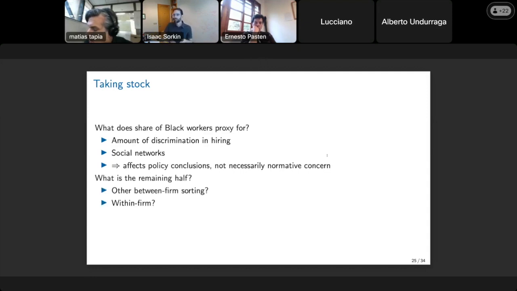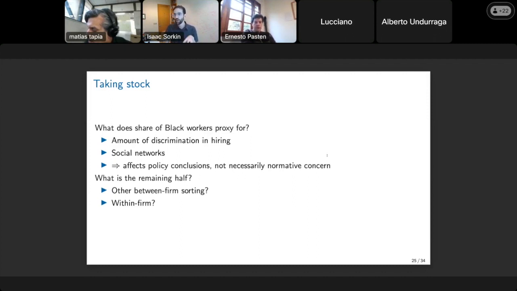So what I think I've maybe shown you is that half of the gap can be explained by between-firm sorting, which is mediated by the share of Black workers at the firm. So the question is, what's the other half? Is there other between-firm sorting that isn't mediated by the share of Black workers at the firm, or is this within firm?